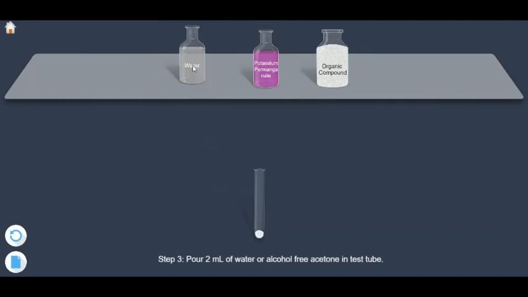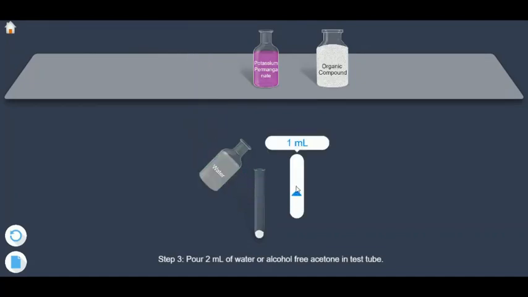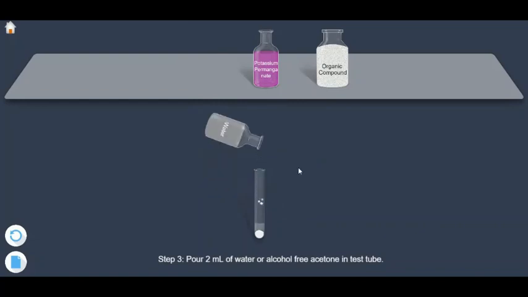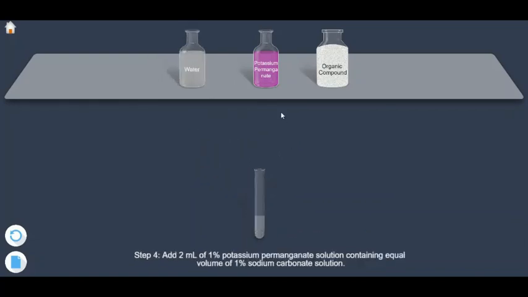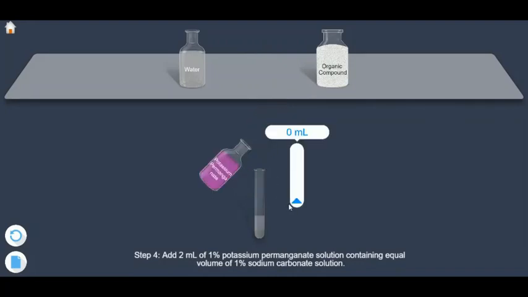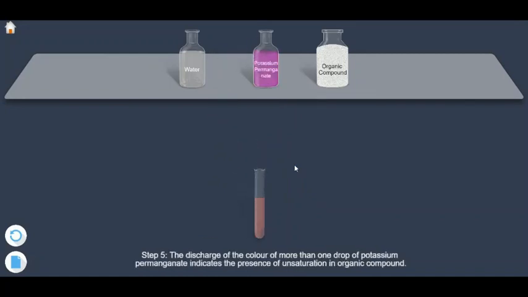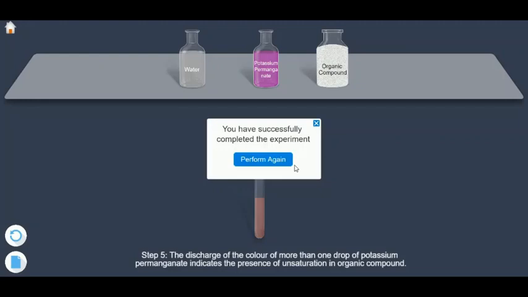Step 3. Pour 2 ml of water or alcohol-free acetone in a test tube. Step 4. Add 2 ml of 1% potassium permanganate solution containing equal volume of 1% sodium carbonate solution. Step 5. The discharge of the color of more than 1 drop of potassium permanganate indicates the presence of unsaturation in an organic compound.